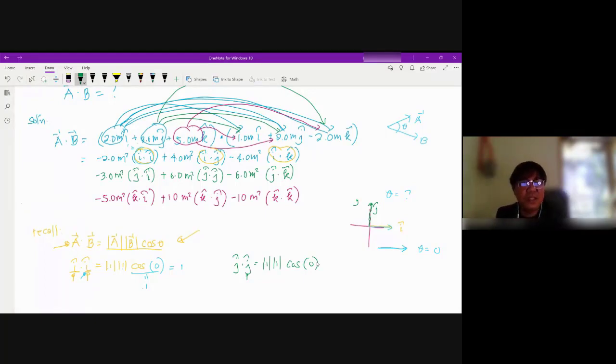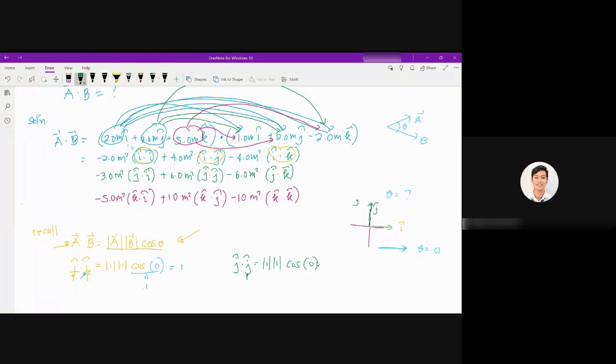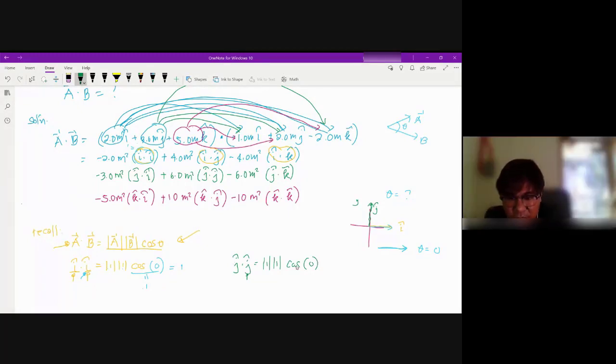So therefore, the bottom line is cosine 0 is just equal to 1. So j hat dot j hat is also equal to 1.